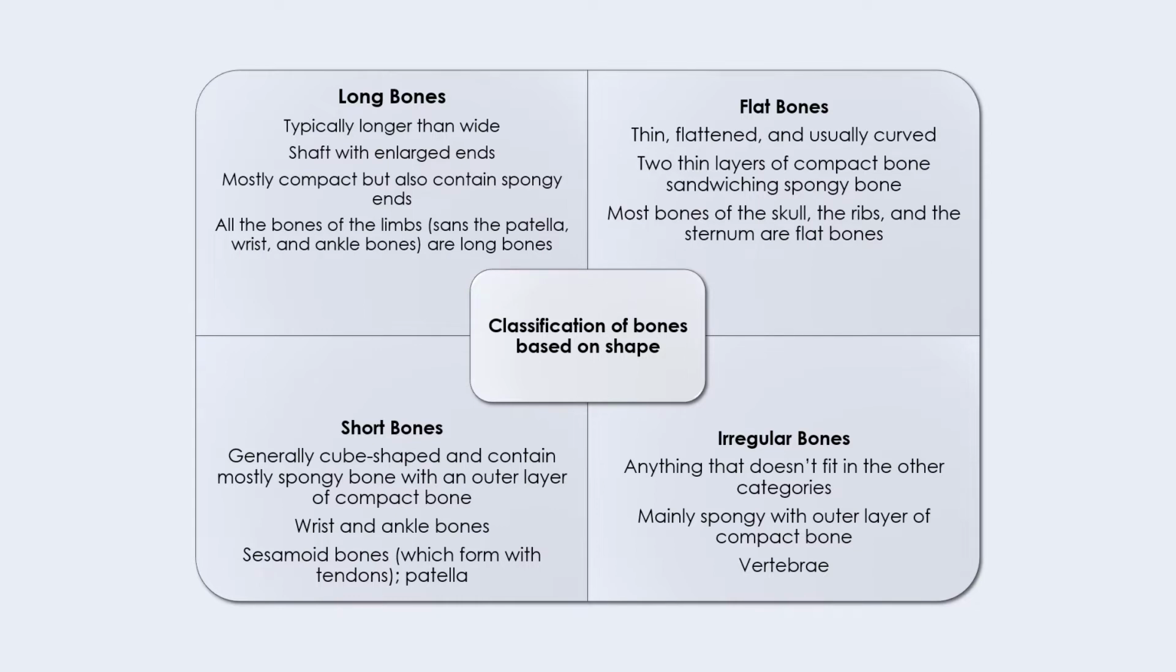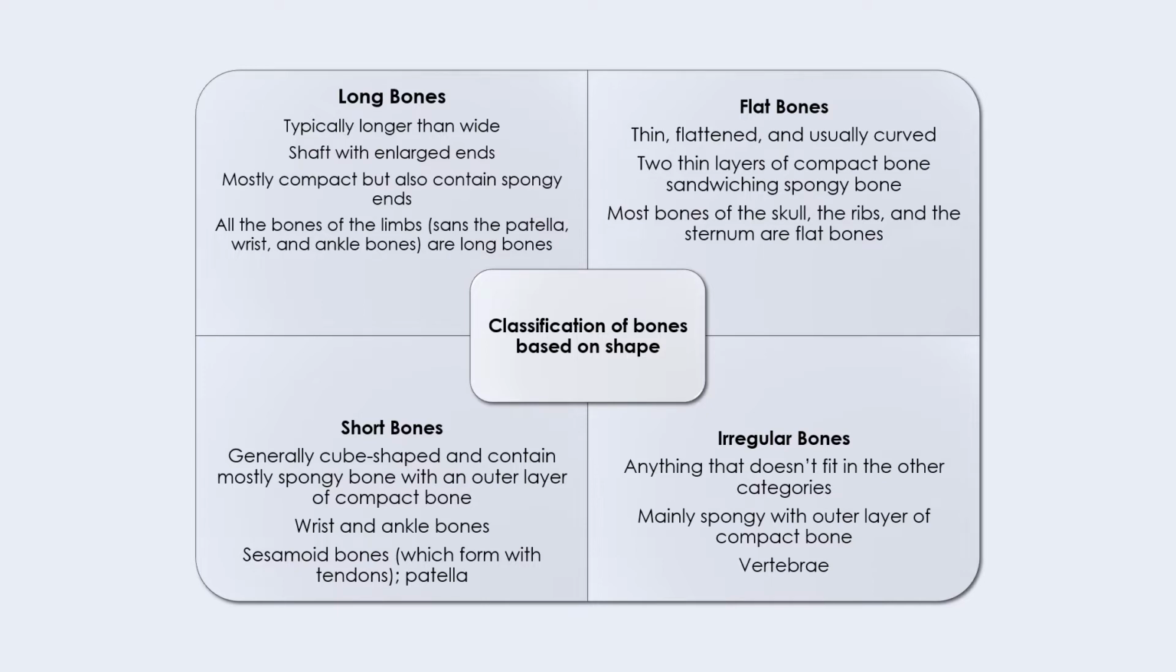Then flat bones. So these are thin, flattened, usually curved, 2 thin layers of compact bone sandwiching spongy bone. So this would be found in the bones of your skull, in the ribs, and in the sternum. Short bones. So generally cube-shaped and contain mostly spongy bone with an outer layer of compact bone. So this would be the little bones in your wrist, the little bones in your ankles, sesamoid bones, which form with tendons. An example of that is your patella.